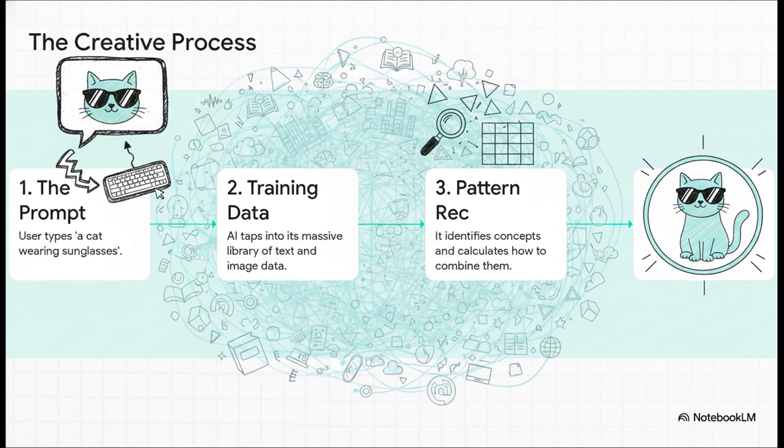It all starts with you, with your prompt. The AI then dives into this enormous library it was trained on. And when I say enormous, I mean it. For a model like GPT-3, we're talking about 45 terabytes of data. It uses that to understand the concepts of cat and sunglasses. From there, it uses complex math to figure out the most probable way those two concepts should look together, and it builds a completely original image pixel by pixel.